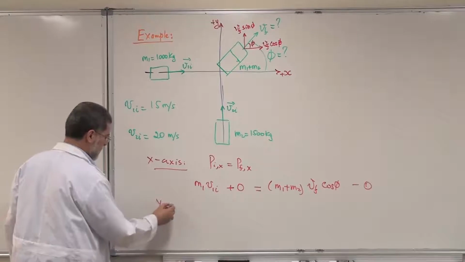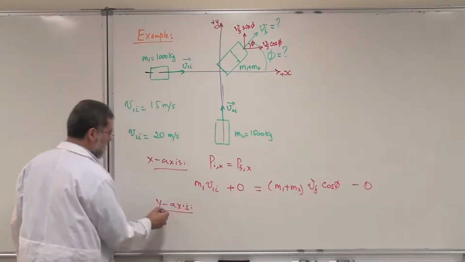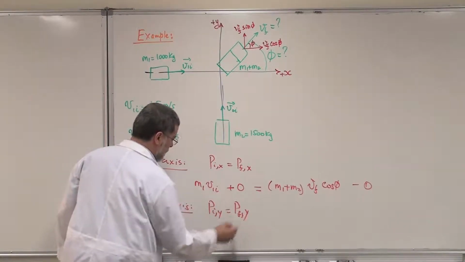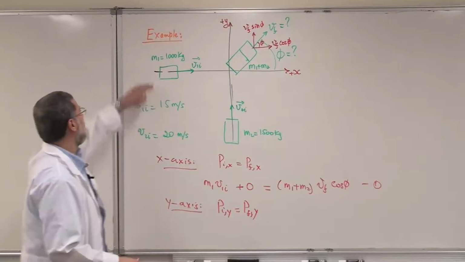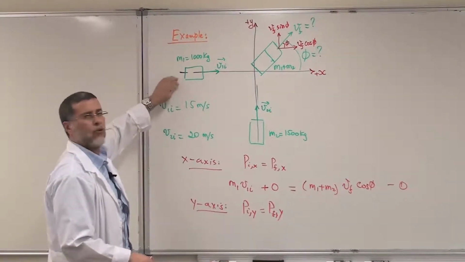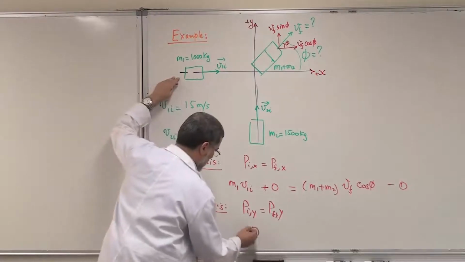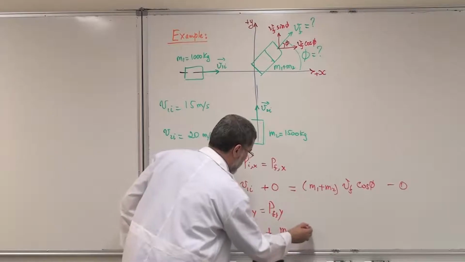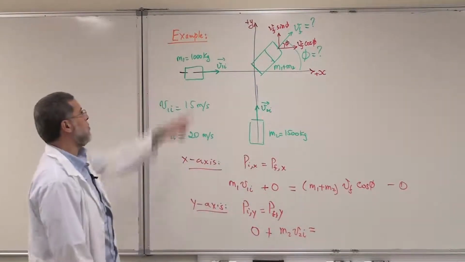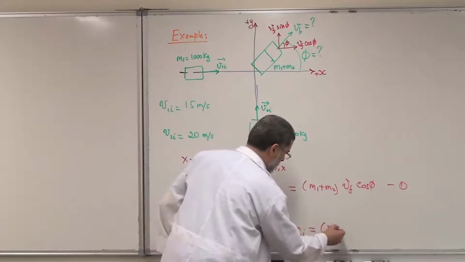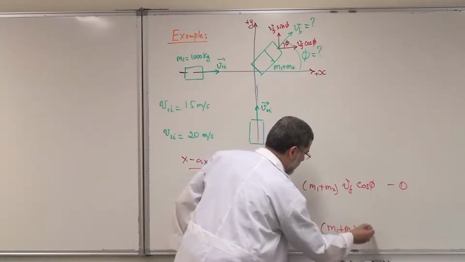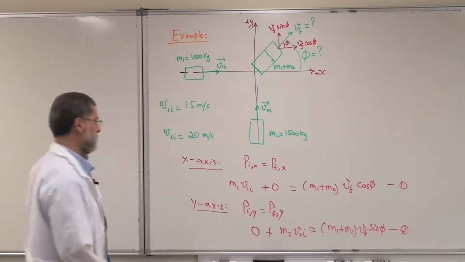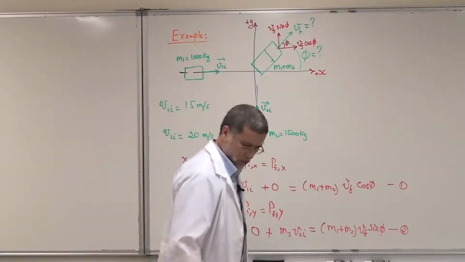I go to the y-axis and write P initial y equals P final y. What is the y component of the momentum of the car? It's 0. Plus the truck, which is m2 v2 initial, equals (m1 plus m2) v final sine phi. This is equation number 2. We can put the numbers in if you want.